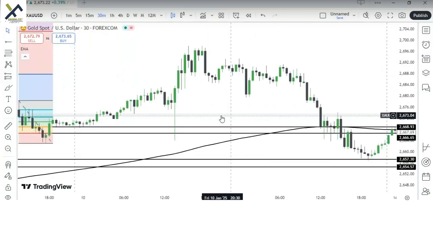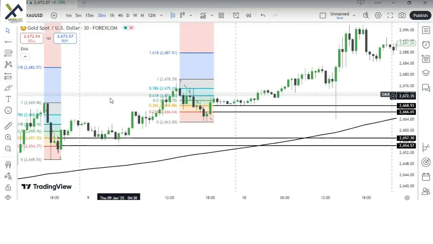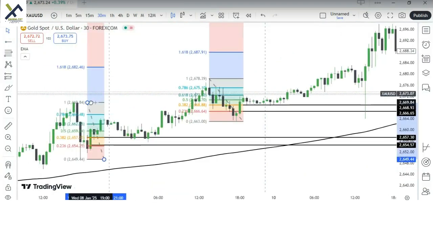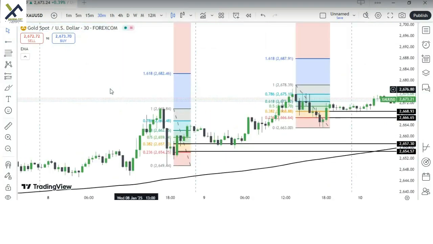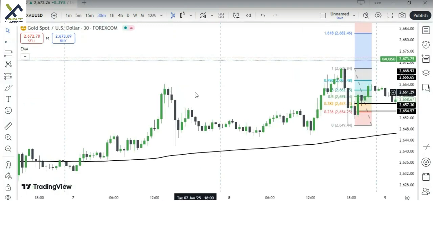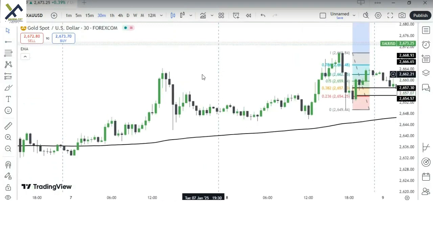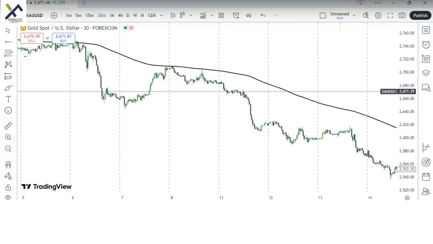So when you are making use of the Fibonacci, remember, your target should always be what? The golden zone. Your entrance should be on the golden zone, and you should be looking at the correctional wave to place your Fibonacci. Now let's look at this market.